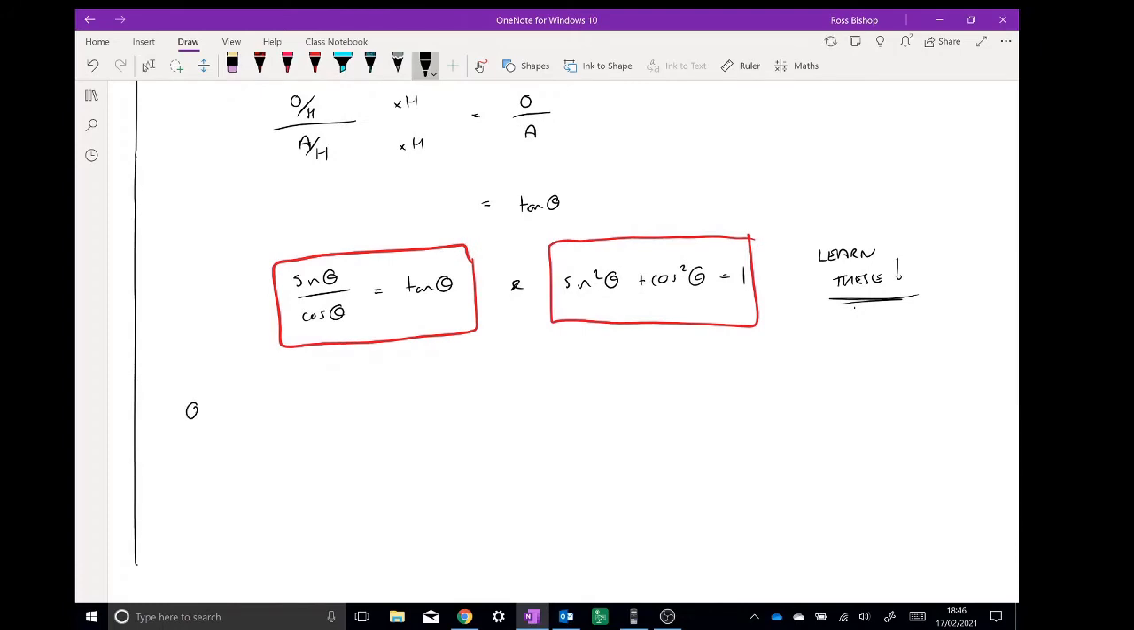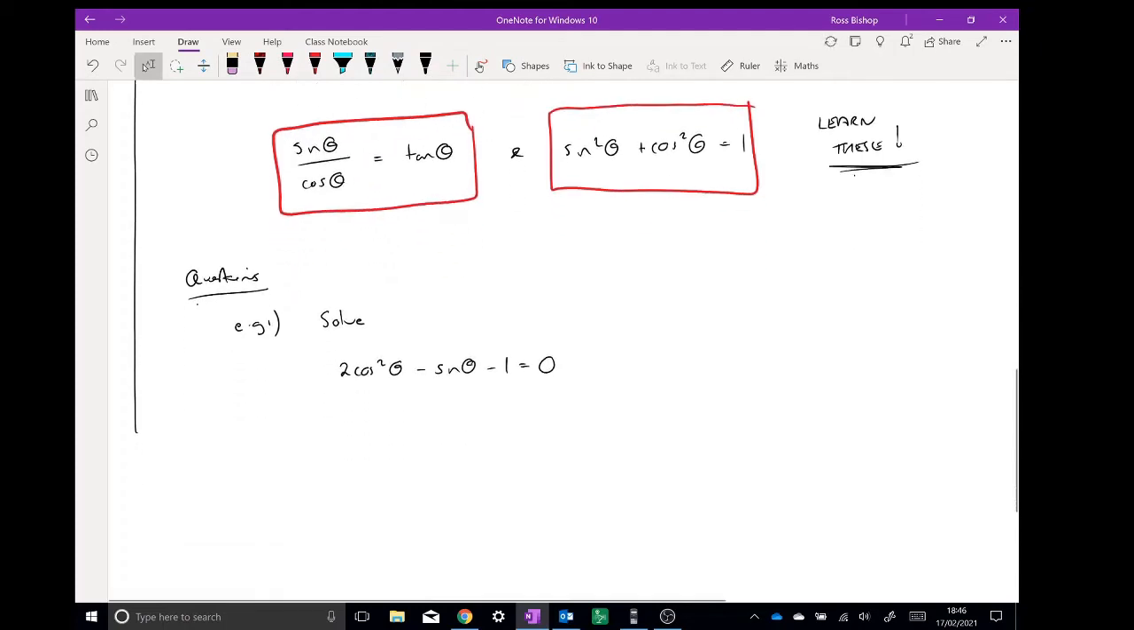Right, let's look at some questions then. So how would these even be worded in a question or exam style question? For example 1: solve 2 cosine squared theta minus sine theta minus 1 equals 0. Okay, so you could be asked to solve this. Quite a lot of marks involved here. I need to give a range, which is going to be 360 to negative 360, okay?